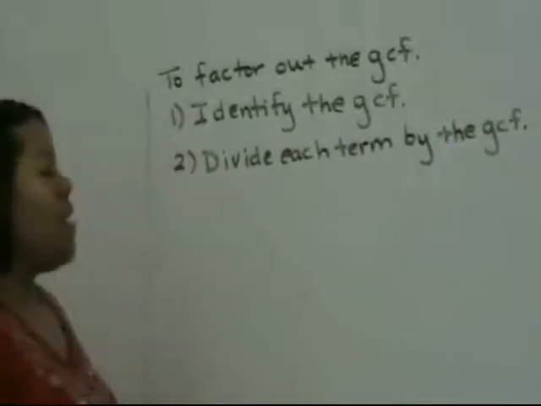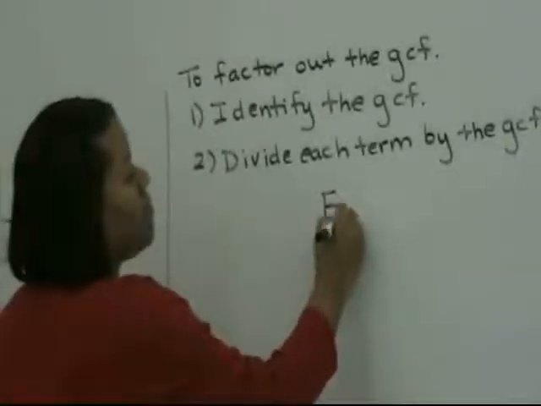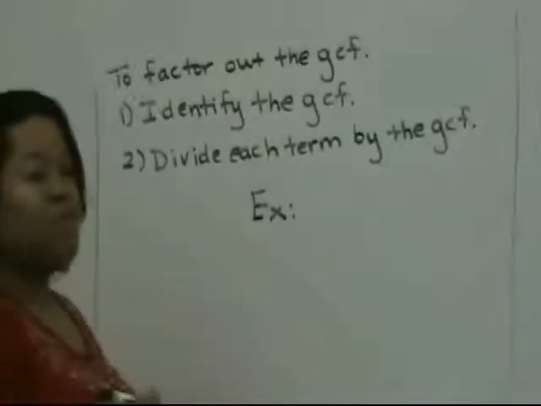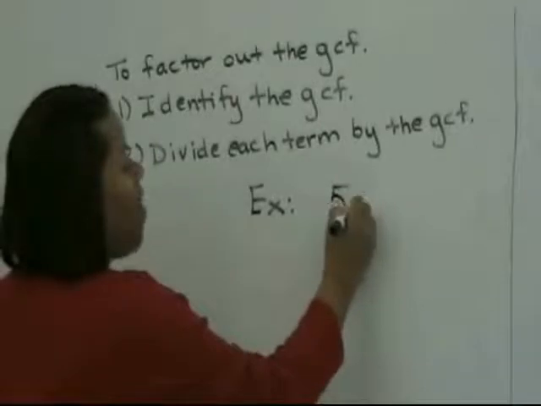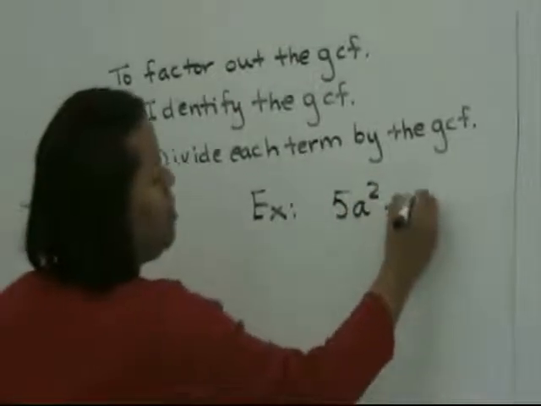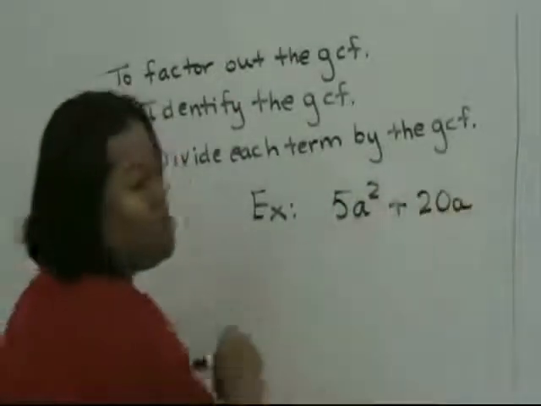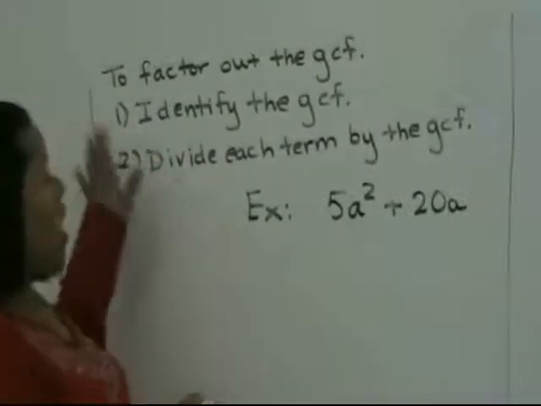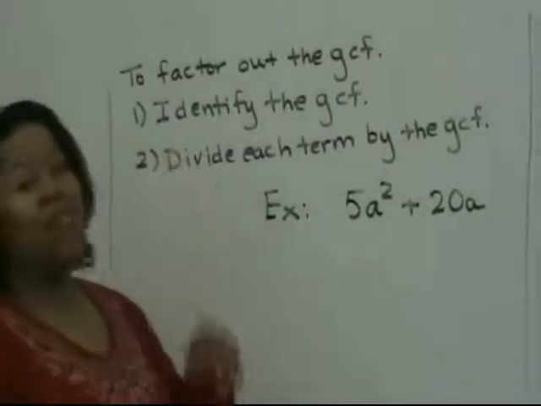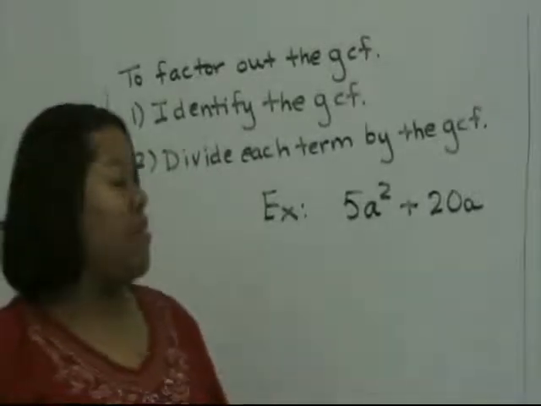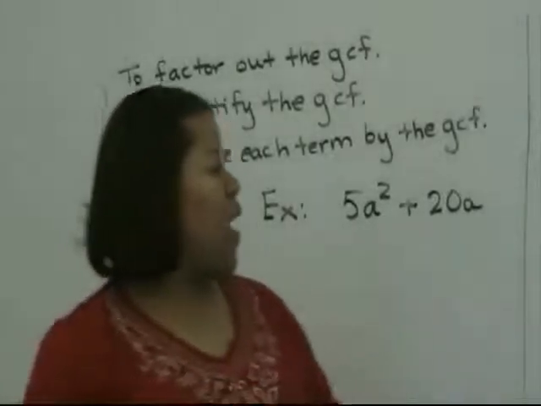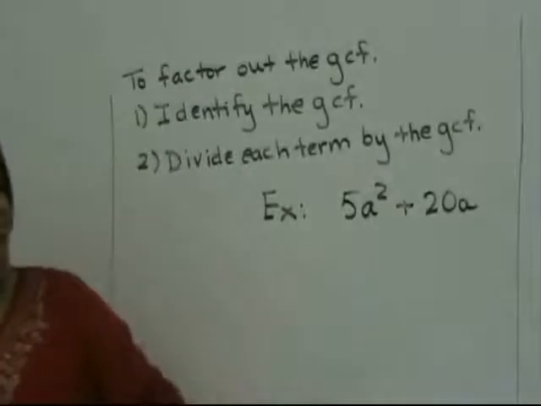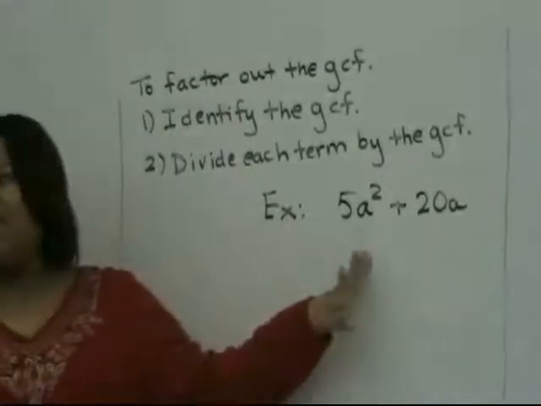For example, if we start with the expression 5a squared plus 20a, we may be asked to factor out the greatest common factor. So we want to follow these two steps. First, we need to identify the greatest common factor. That is, what expression would divide or is in common with both of these terms.